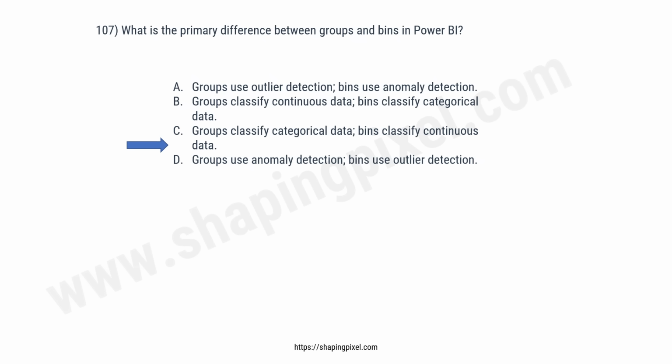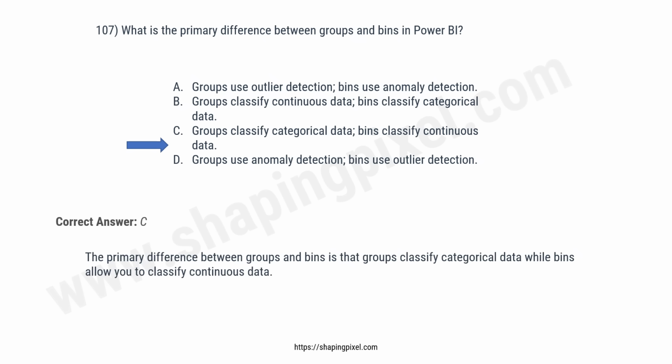So the right answer here is option C, groups classify categorical data, bins classify continuous data. The primary difference between groups and bins is that groups classify categorical data while bins allow you to classify continuous data.